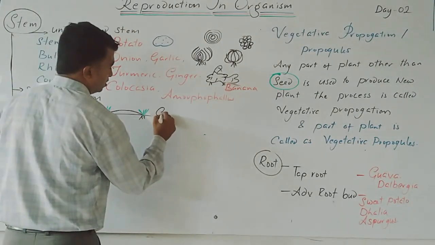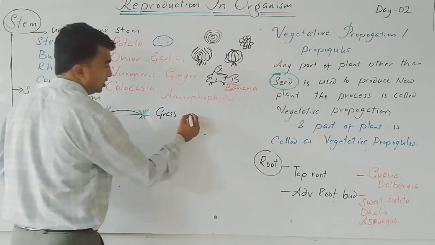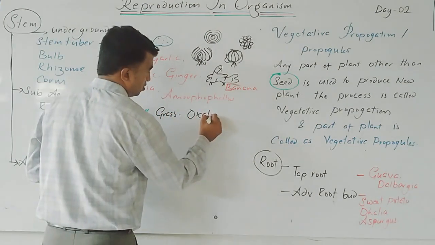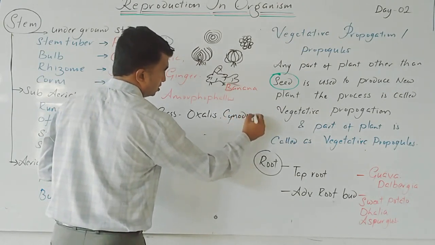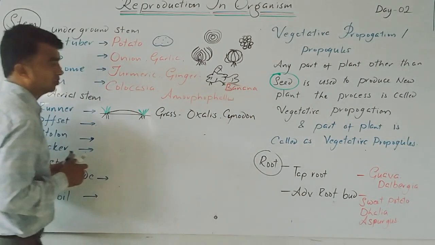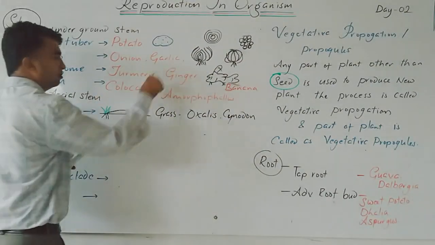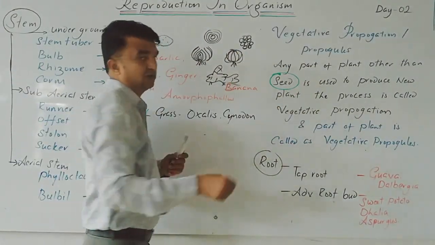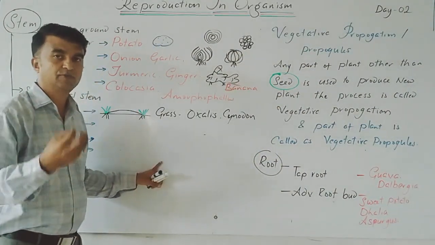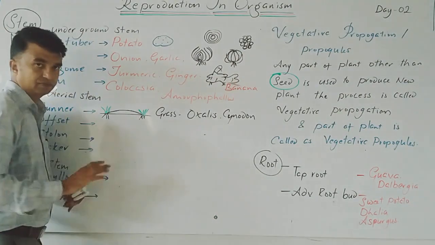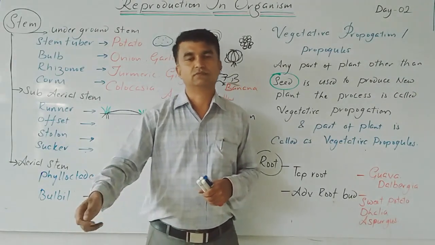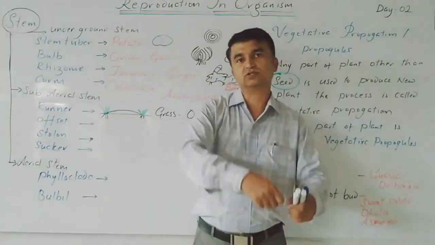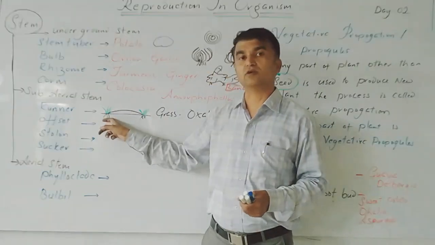Examples: grass like Oxalis, Cynodon. So runner means it will jump from one place to another. Wherever it touches the ground, it produces leaves and roots. This is the runner. If you sit in the garden and pull the grass, a linear chain will come. So this is a runner.